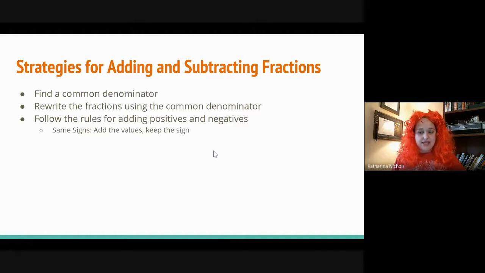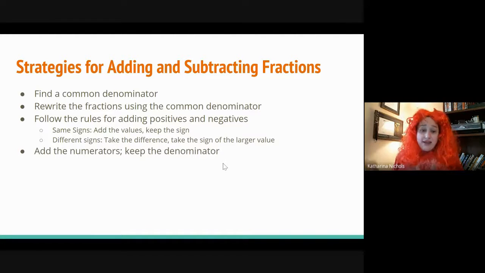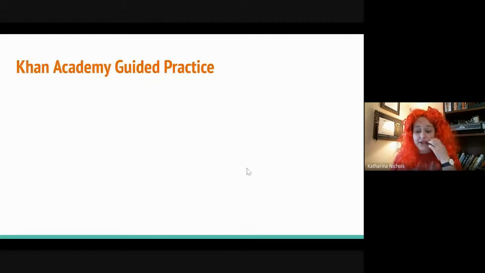If you have the same signs, add the values, keep the sign. If you have different signs, take the difference and then keep the sign of the larger value. And then you're going to keep the denominator and add the numerators, just like we did for these positive fractions.